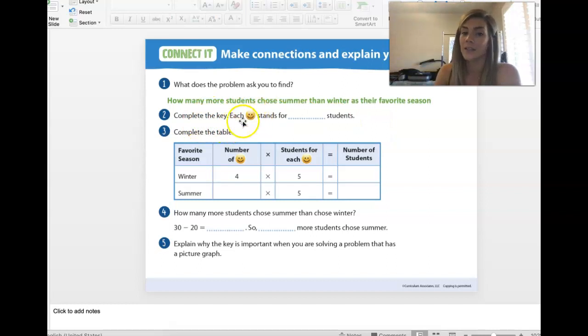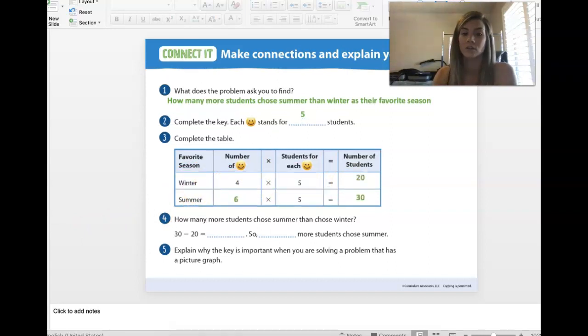What did the little smiley stand for in the key? 1 smiley equals how many students? 5 students. Good job. So now let's complete the table. Favorite season, number of smileys, students for each smiley equals number of students. So winter would be 4 times 5 equals how many students? 20. And then summer, we had 6 smileys times 5 students equals 30.